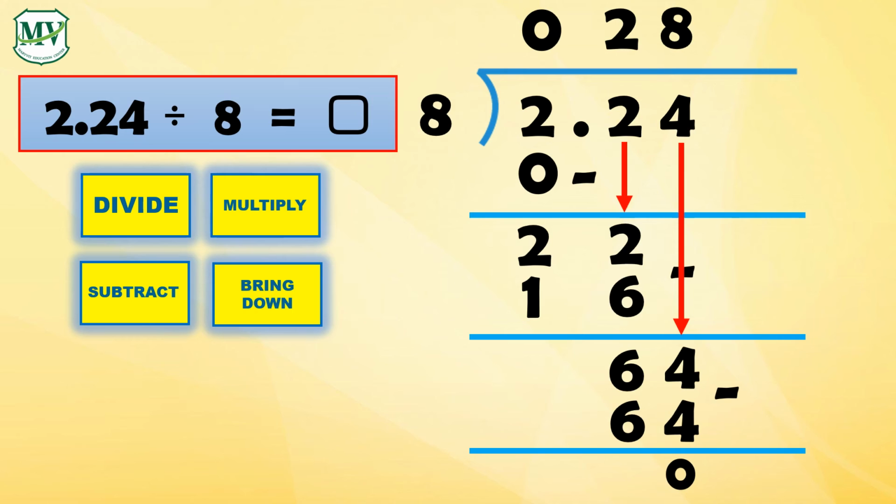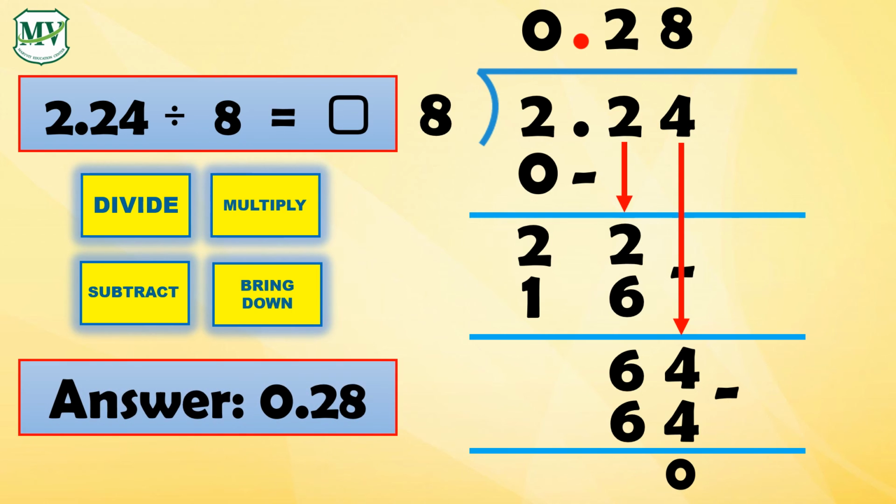Nuh-uh. Don't forget and make sure to bring a copy of the decimal point up to the answer when you're done. Like this. Our answer will be 28 hundredths. They are the same when we do long division with whole numbers. The only difference is that we have a decimal point.